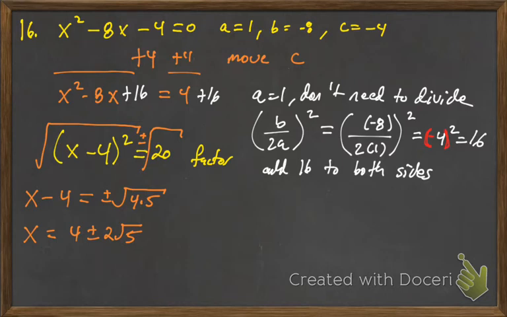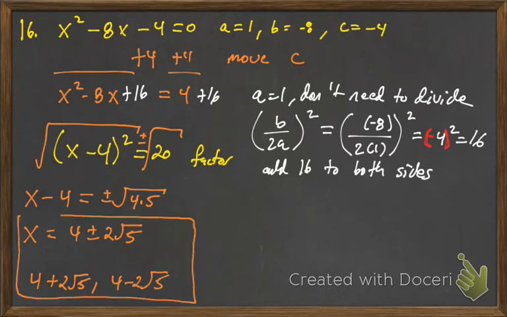So you notice that I didn't separate it into two equations: x minus 4 equals 2 root 5, and then x minus 4 equals negative 2 root 5. The reason being is the 4 and the 2 root 5 are not like terms, so I don't have to worry about having two separate equations. I can if I want to, but it's not necessary. And then we can split it up into the two separate answers, 4 plus 2 root 5 and 4 minus 2 root 5.